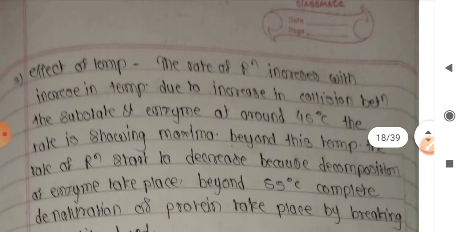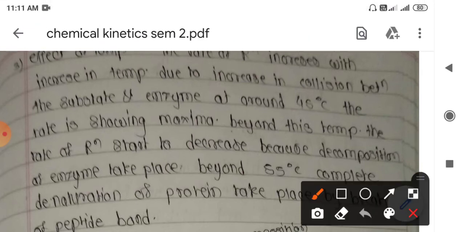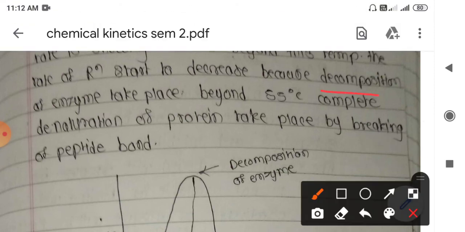Now the next parameter is the effect of temperature. The rate of reaction increases with increasing temperature, which is the obvious case because the increase in collision of the reactants results in an increase in the rate of reaction. Due to the increase in temperature, the collision between substrate and enzyme increases. At around 45 degrees centigrade the rate of reaction shows a maximum, and beyond this temperature the rate of reaction starts to decrease. The reason is that decomposition of the enzyme takes place beyond 55 degrees centigrade.